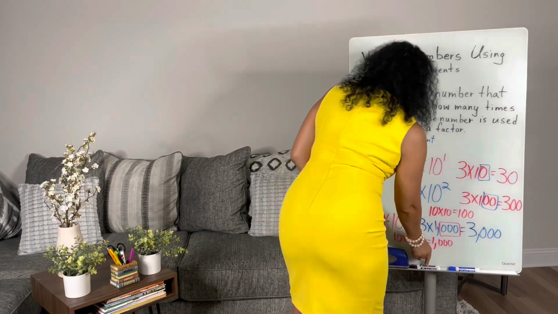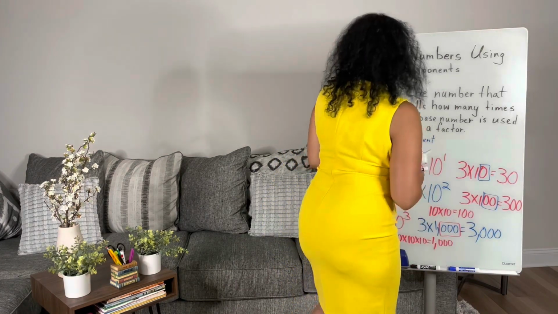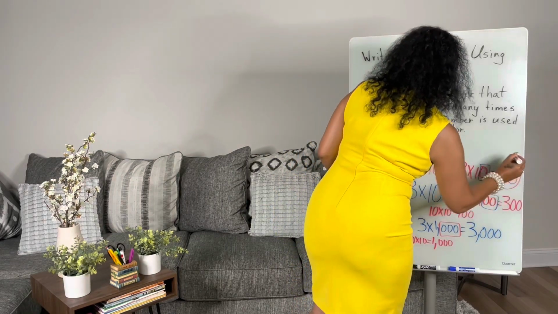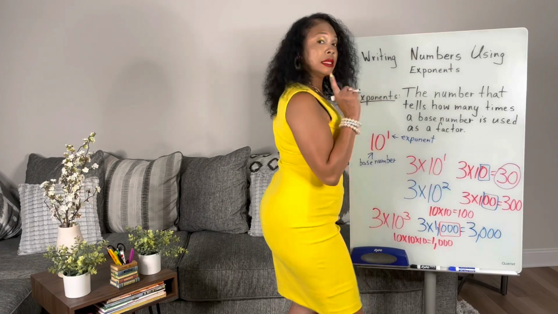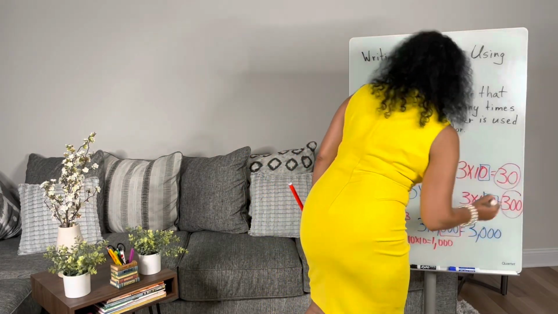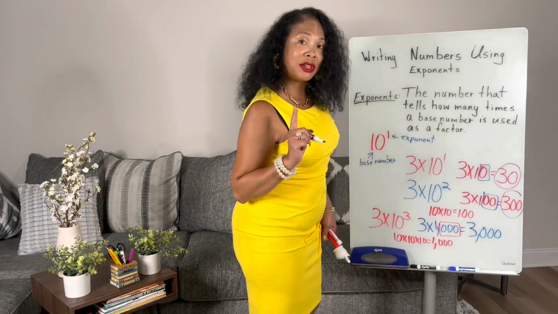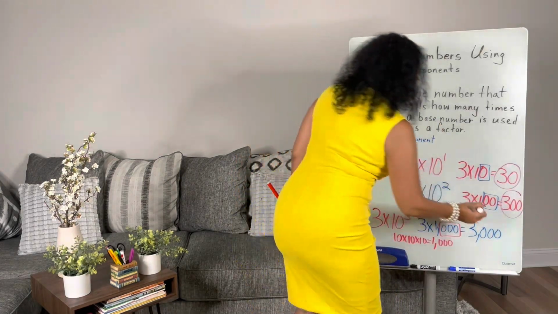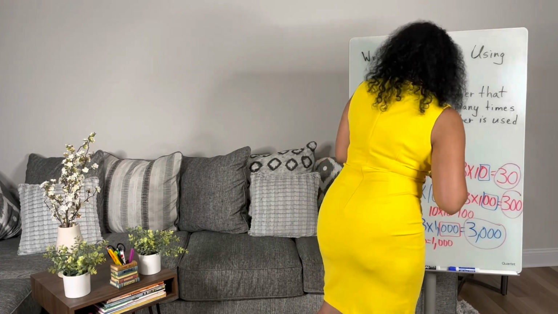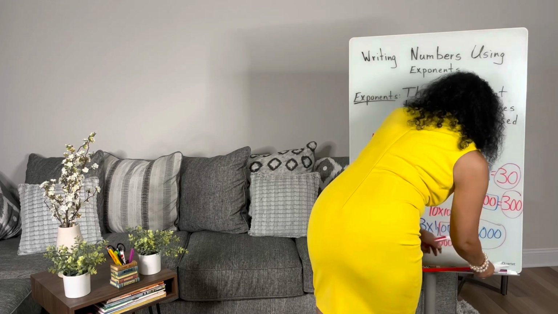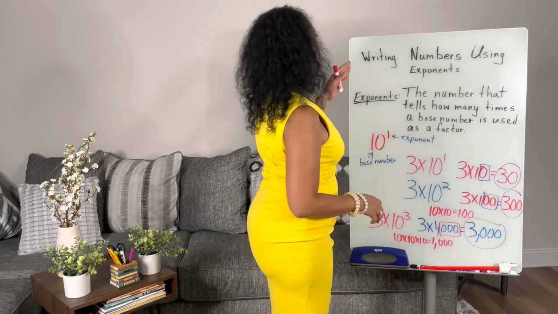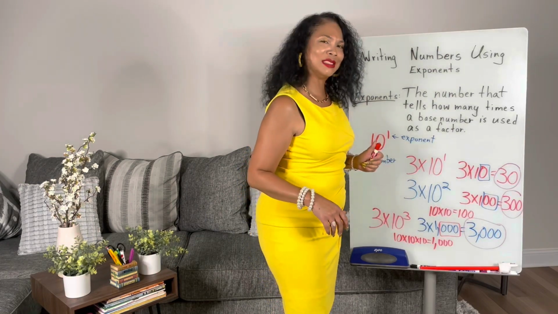So let's circle our answers. 3 times 10 to the first power, again, that's 30. 3 times 10 to the second power, that's 300. And 3 times 10 to the third power, that's right, it's 3,000. And that's how we use exponents. We were writing numbers using exponents.